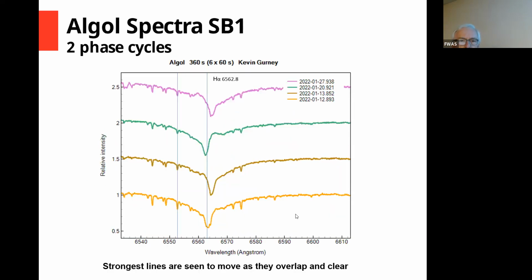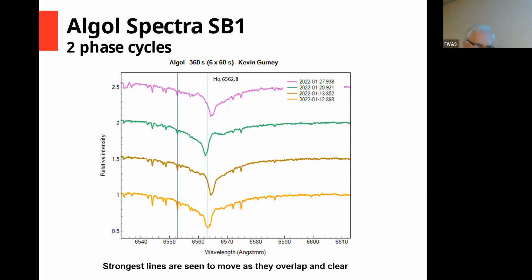So Algol is a nice representation of an SB1. These spectra were downloaded from the BAA website just today. And you can see the hydrogen alpha absorption line kind of wandering back and forth. This is a characteristic of the SB1. On this one, you can just see that there's a little nip right here and in this top one. So we've basically got 2 phase cycles that we're looking at, and you can get the idea that there might be 2 lines going back and forth, as was shown.